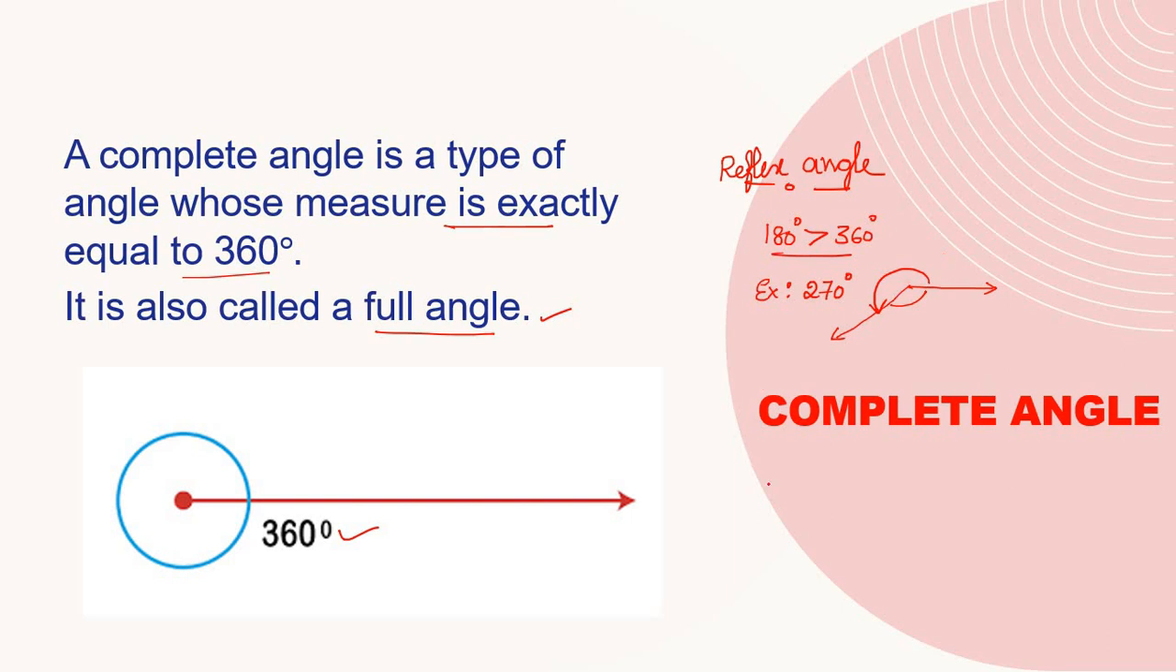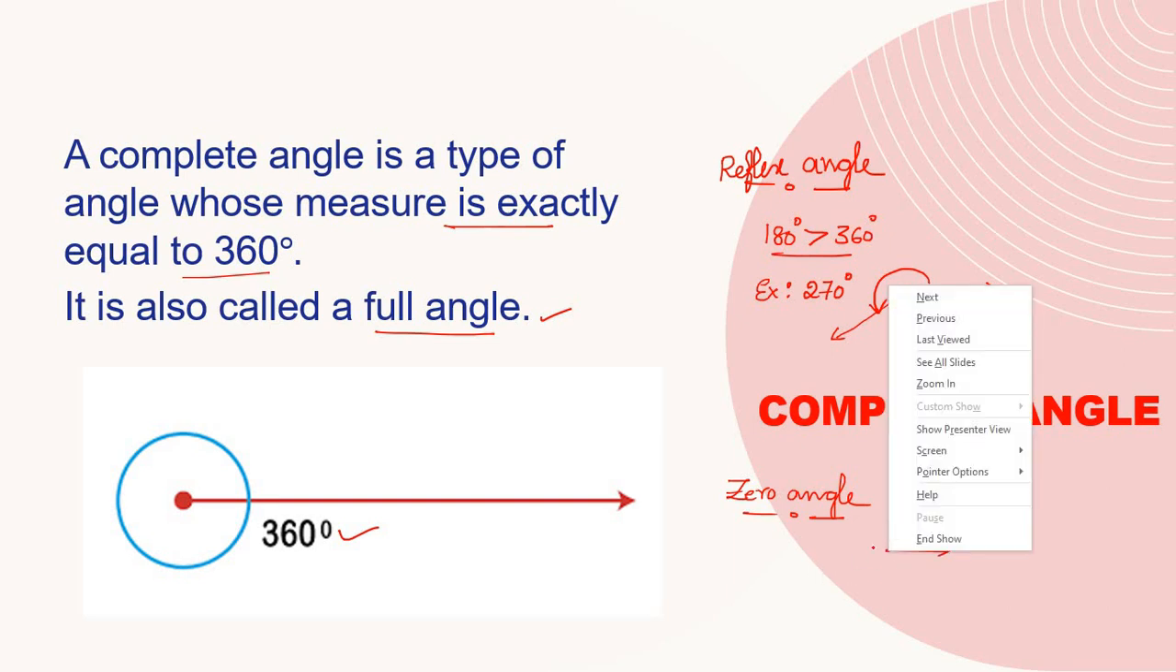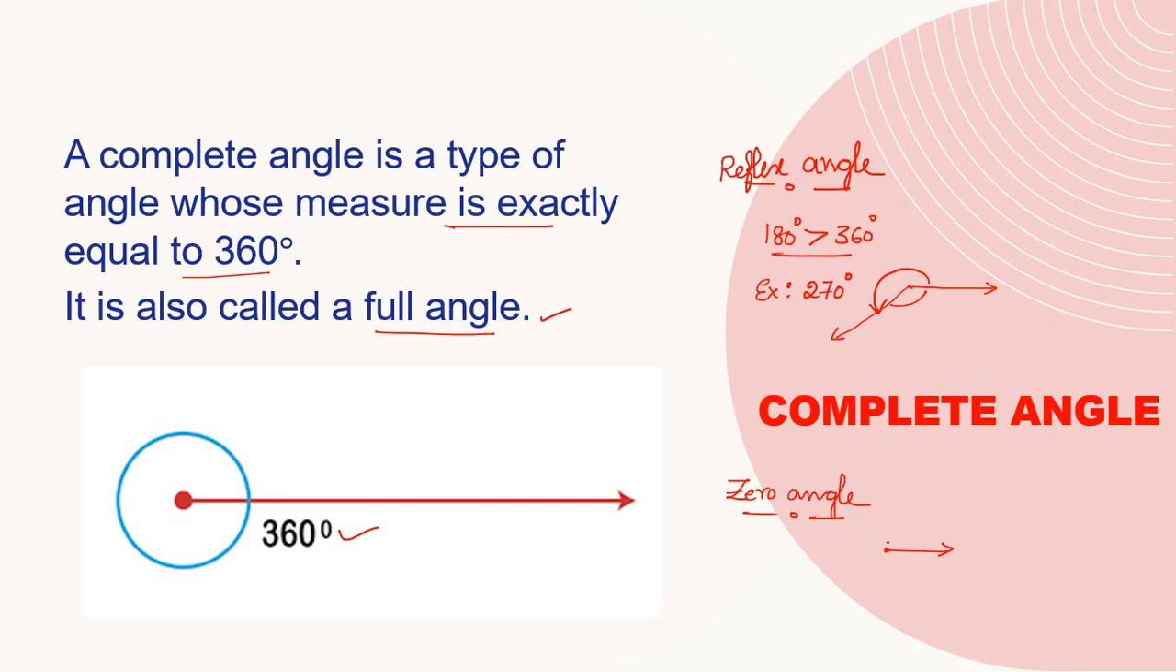And finally, zero angle. What is a zero angle? If there is no rotation, then it is called a zero angle.